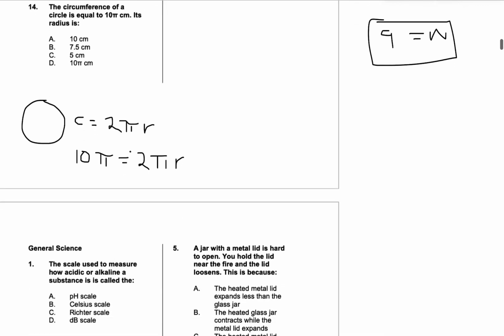Right, and solve for r. I think that's what we're being asked. So we could just divide the right side by 2 pi to get rid of that. So this will cancel with this, so that we have r by itself, and then we do the same for this side, right? So the pi's will cancel. So the only thing we'll have is 10 divided by 2, which should give us a 5. So the radius should be equal to 5. So C should be our answer for that one.